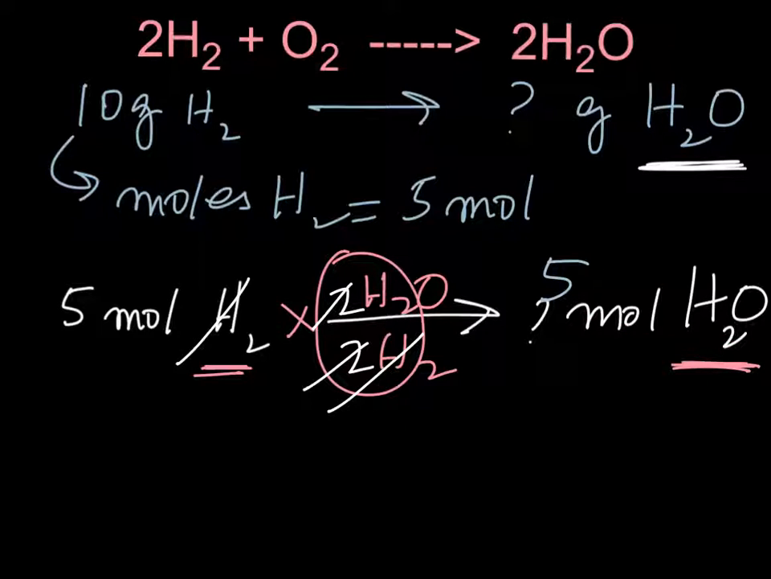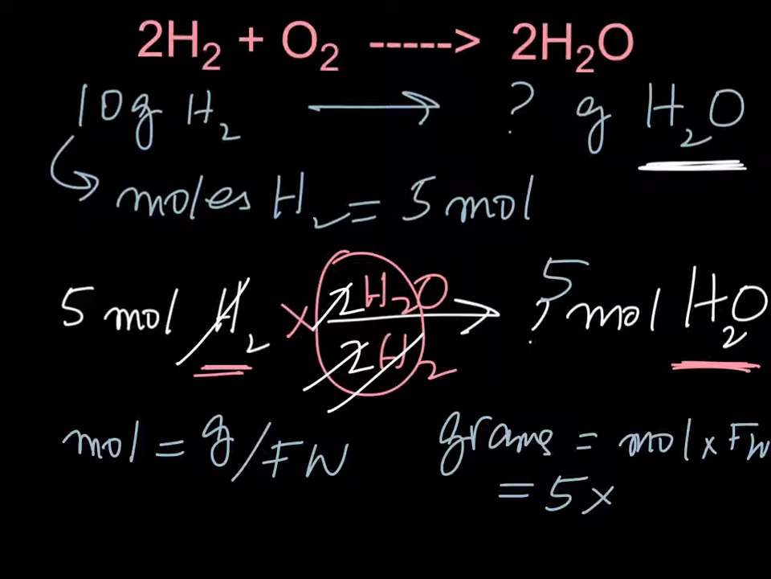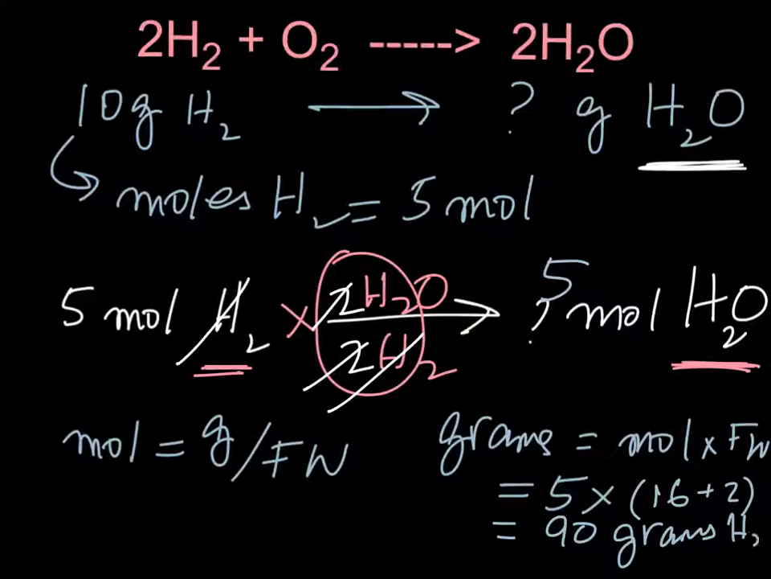And so we have to initially work with moles. Now once we have moles, that's not what they want, they want grams. So we can convert moles to grams. Again, we know that moles is equal to grams over formula weight. That means grams is equal to moles times formula weight, and in this case moles we have 5, and the formula weight of H2O, please note we are not looking at 2 H2O, we just want H2O. The formula weight of H2O is 16 for oxygen plus 2 for hydrogen, and that will give us 18, and 5 times 18 is 90 grams of H2O. That's how we do it.